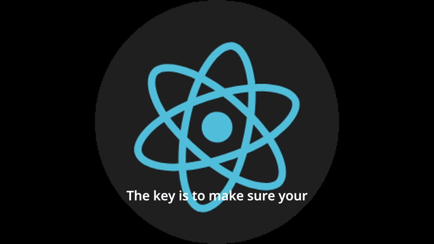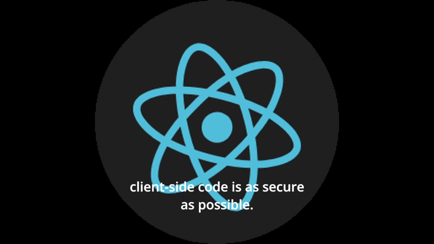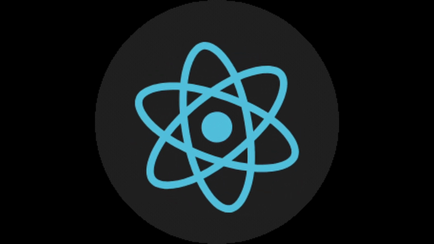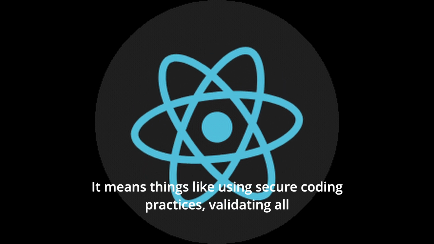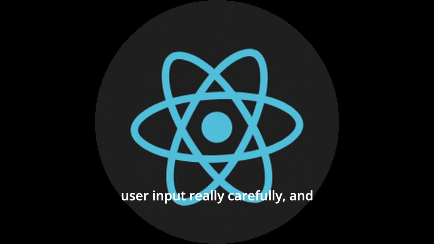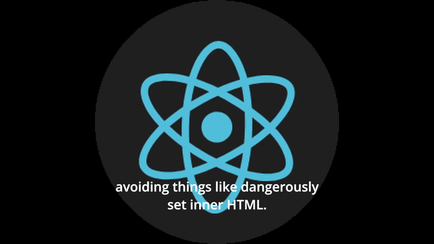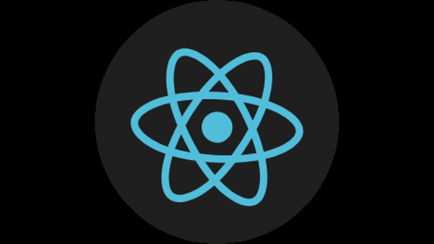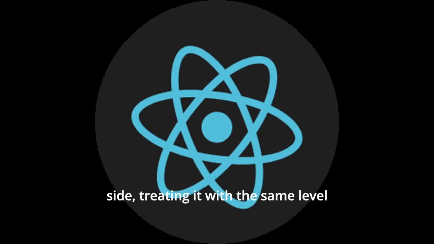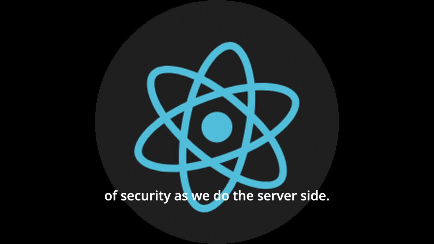The key is to make sure your client-side code is as secure as possible. Okay, that makes sense. But what does that actually look like in practice? It means things like using secure coding practices, validating all user input really carefully, and avoiding things like dangerouslySetInnerHTML. Right. So it's all about being extra careful on the client side, treating it with the same level of security as we do the server side.